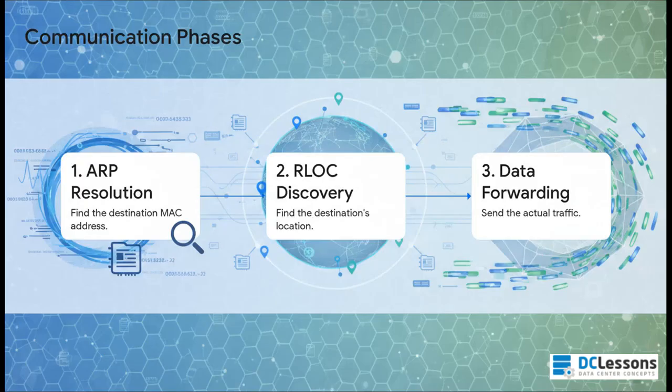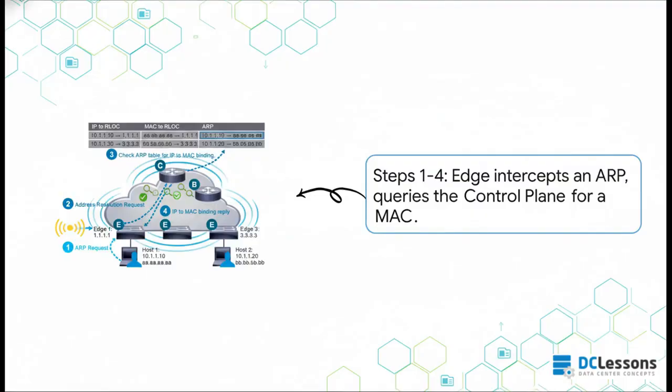Now, the whole flow has about 15 tiny little steps, but don't worry, we can boil it down to 3 logical phases to make it easier to follow. First, our source host has to figure out the destination's MAC address. That's ARP. Then, the switch needs to find out where in the world that destination is physically located. That's RLOC discovery. And only then, once all that's sorted, can it start sending the real data. Let's kick it off with ARP.